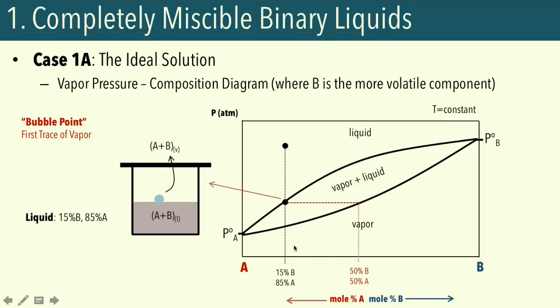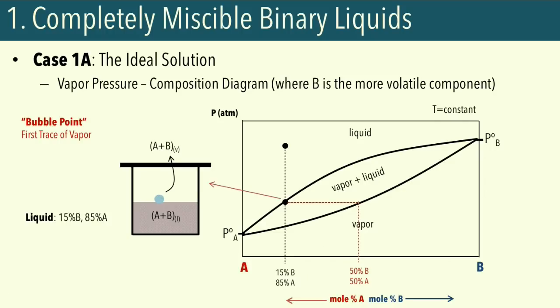You can see here that the component that goes into the vapor phase more easily is the component that is more volatile. B is the more volatile component, therefore the vapor is always going to be richer in the more volatile component, which is B in this case.